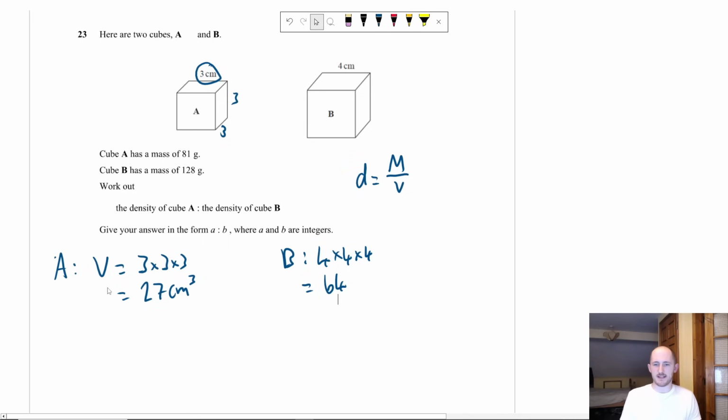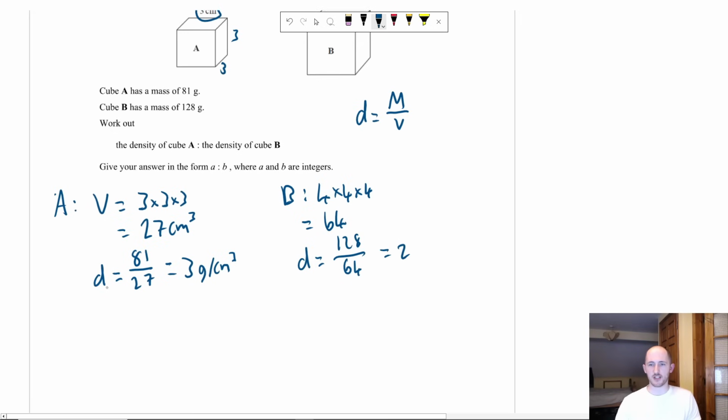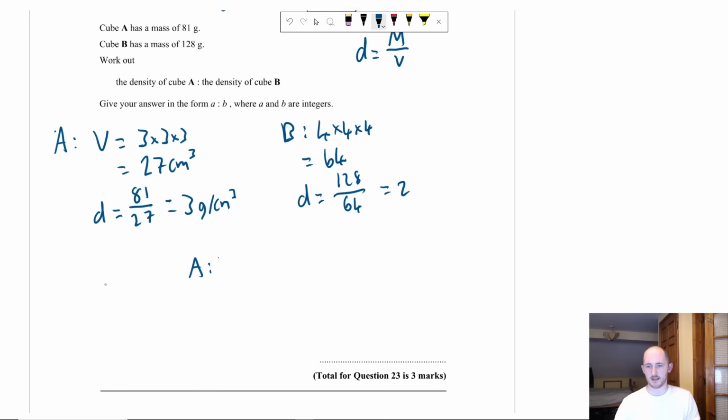Okay, so my density for each of these, density for A is going to be 81 over 27. Now, because I'm an uber nerd and I've done this so many times, 81 divides by 27 3 times. So yeah, 27, 54, and then 81. I hate myself for knowing that, believe me. And for B, we have 128 over 64, which again divides perfectly into 2. So the ratio of the density of A to B is just 3 to 2.